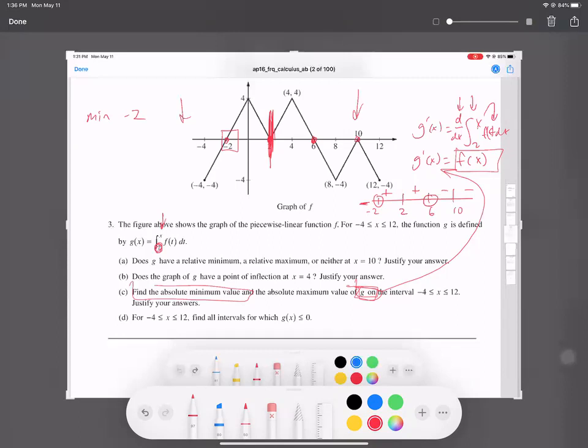So if I plug in the integral, what's g at -2? That's going to be the integral from 2 to -2 of f of t dt. And then if I want to rewrite it in the left to right way, it's going to be a negative integral from -2 to 2 of f of t dt. So what is the area from -2 to 2? That's a triangle with a base of 4 and a height of 4. 1/2 base times height, that's going to be a -16.